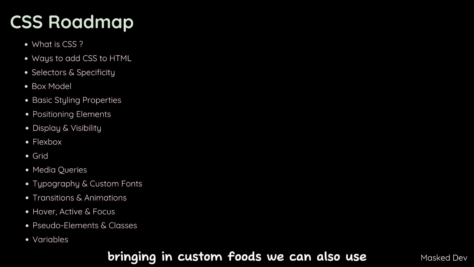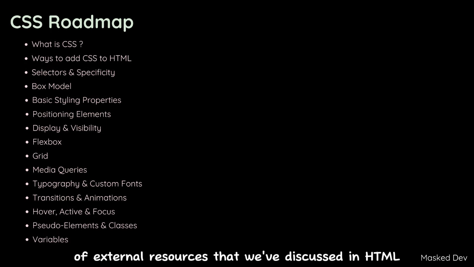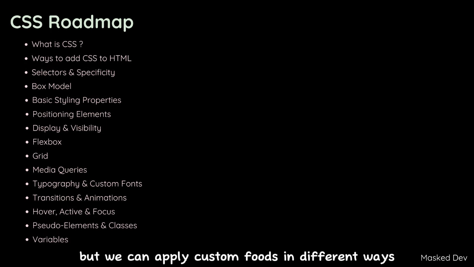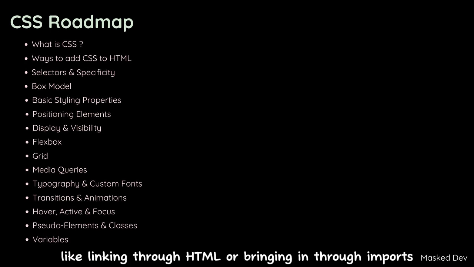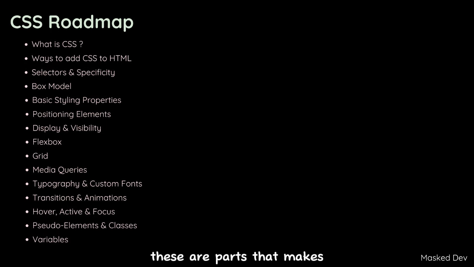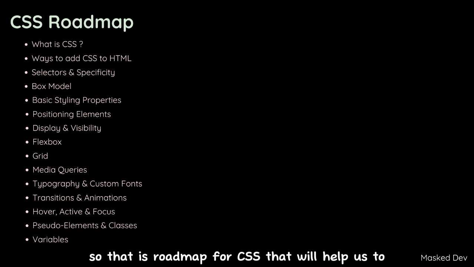We can also use linking of external resources that we've discussed in the HTML roadmap, using an example like Google Fonts to bring in custom fonts. Or we can apply custom fonts in different ways, like linking through HTML or bringing them in through imports and font-face. There are different ways of linking custom fonts. Transitions and animations are part of those tools that make our website more eye-catching and so gain more users. So that is the roadmap for CSS that will help us go from zero in CSS to pro in CSS.